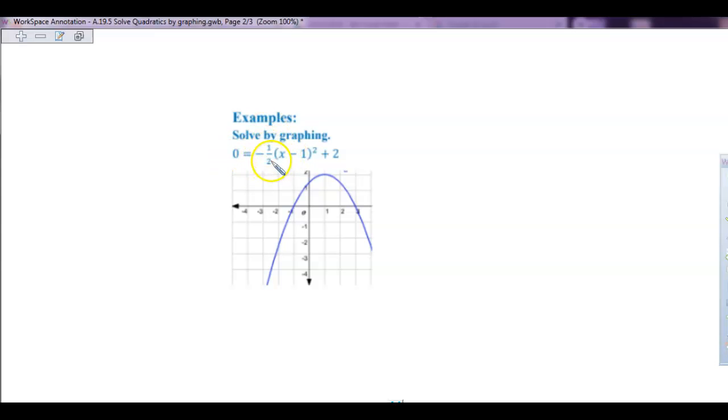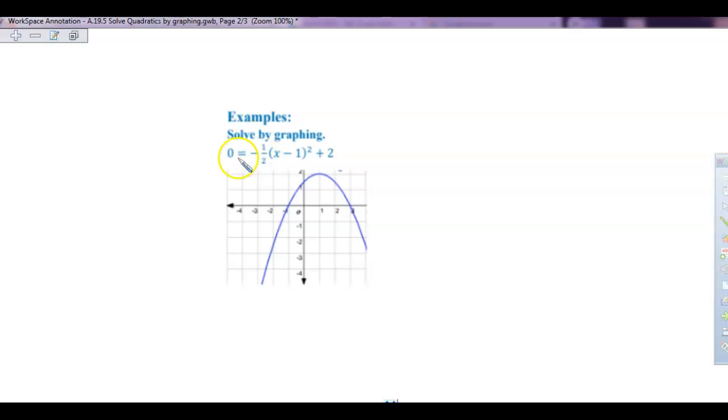Because I have 0 equals -1/2 (x minus 1) squared plus 2, see how it has the y here? If I were to change it from a y to a 0, then I can plug in for different variables and find what works. Okay, so they've already graphed it for us. Here at -1, 0. And at 3, 0, these are my solutions for this quadratic. Okay, so I'm using these two where it crosses the x-axis. That's my two solutions.